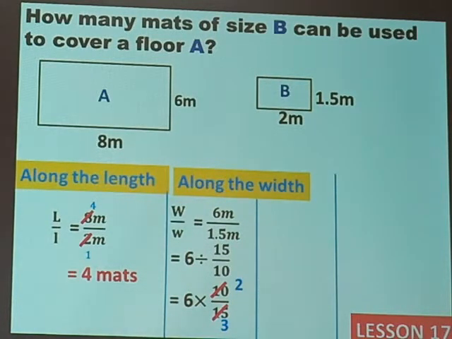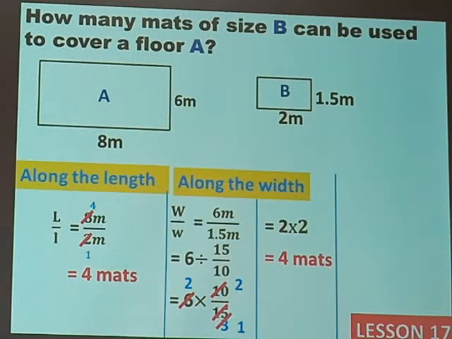Now look at 3 and 6. 3 and 6 are divisible by 3. That's right. So divide 3 by 3, what shall we get? We get 1. 6 divided by 3, we shall get 2. Now, for us to get our answer, we need to multiply 2 times 2 to give us the answer. That's 2 times 2.